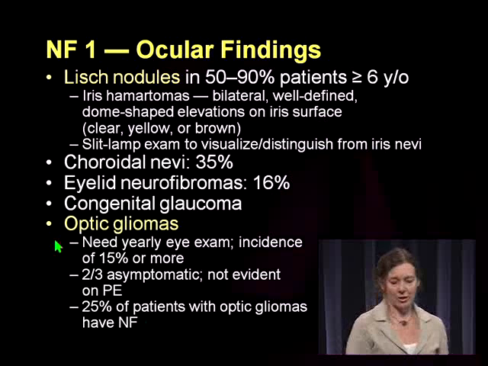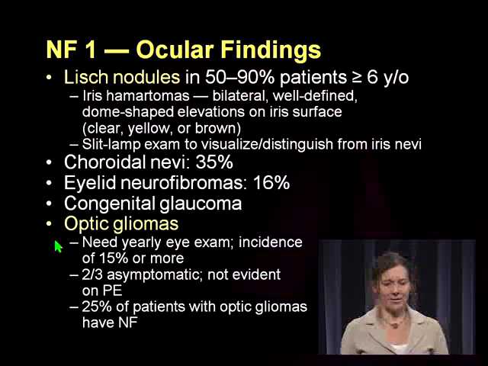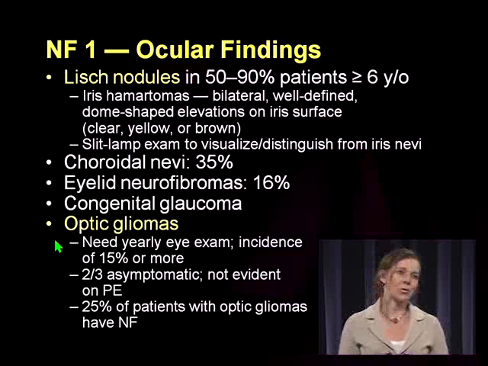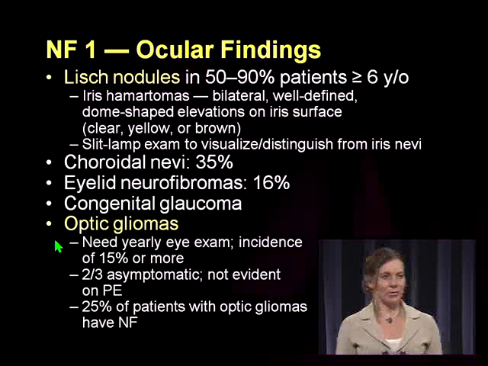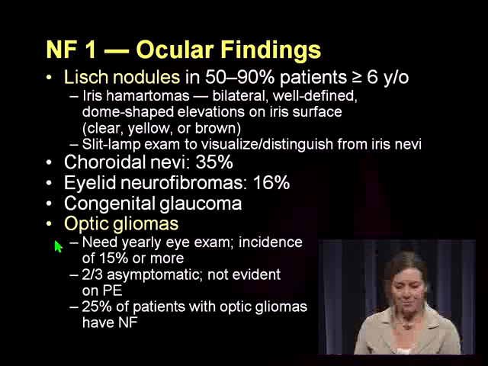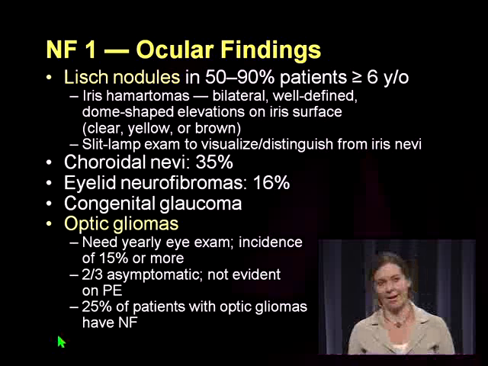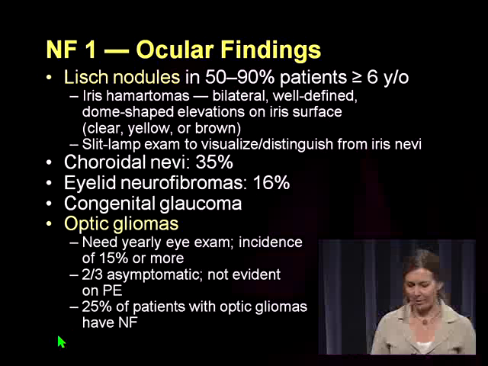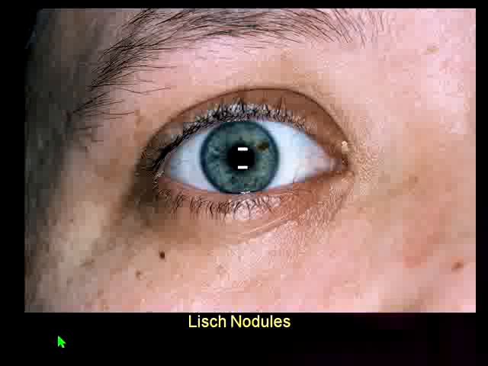And the incidence of optic gliomas in the setting of neurofibromatosis is about 15%. Many of these patients are asymptomatic. They're not always apparent on exam. Sometimes you need to do neuroimaging to see them, and that is a very controversial area, whether these patients all warrant neuroimaging to look for them or not. Do keep in mind, though, that not all patients that have optic gliomas have NF. Only about 25% of patients with optic glioma have a diagnosis of neurofibromatosis. So here's an example of the Lisch nodule. You can see these little brown globules within the eye.